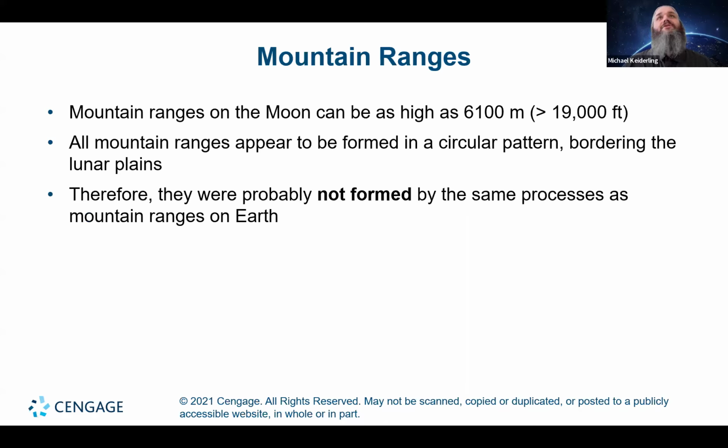And the mountain ranges on the moon can be as high as 6,100 meters. They all appear to be formed in a circular pattern bordering the lunar plains. Therefore, they probably weren't formed by the same processes that form mountain ranges on Earth, especially because the main processes that form mountain ranges on Earth involve tectonic plates, which the moon does not have.